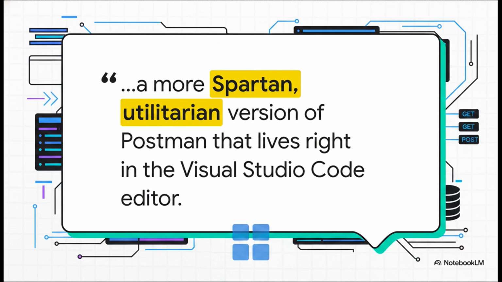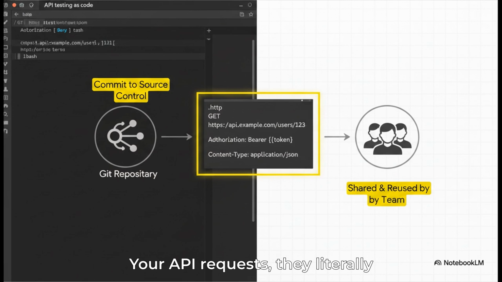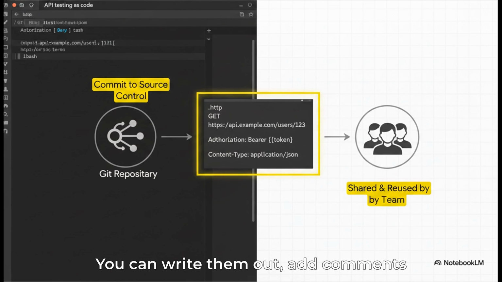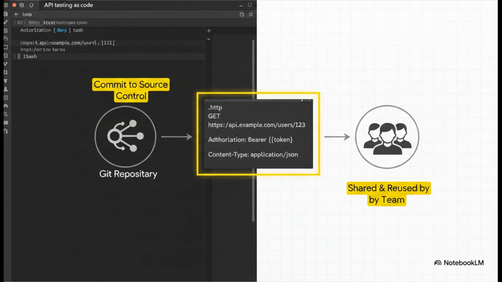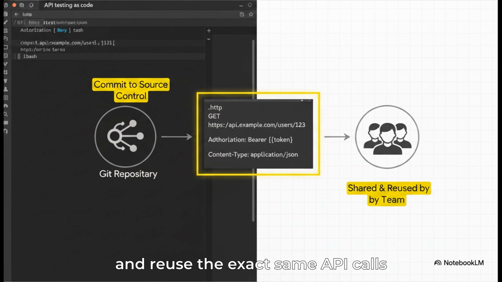No more app switching. And here's the best part. Your API requests, they literally become simple text files. You can write them out, add comments to explain what they do, and because they're just text, you can check them into Git. That means your whole team can share, review, and reuse the exact same API calls for troubleshooting. It's API testing as code, and it's amazing for collaboration.